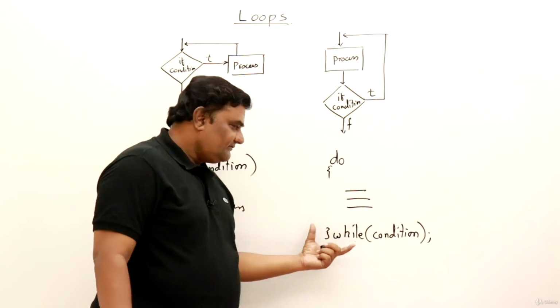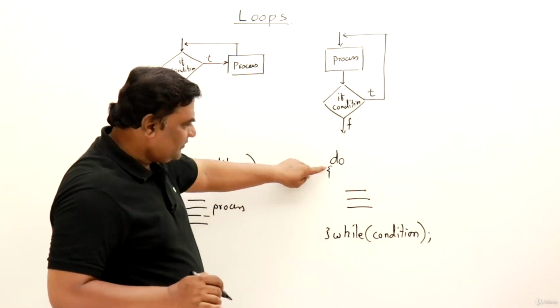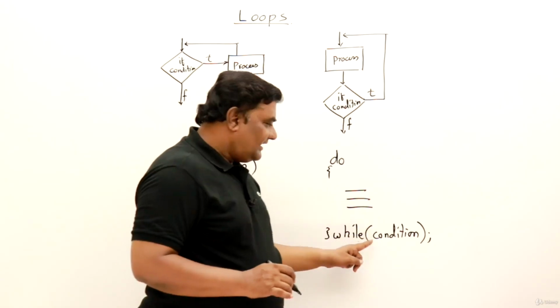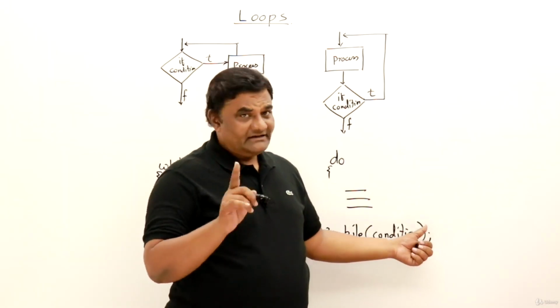This is do and while. So this is the syntax. In the syntax, you have to use do and the curly brackets, then while and the condition, and this must be terminated by a semicolon. Now let us see how this works.